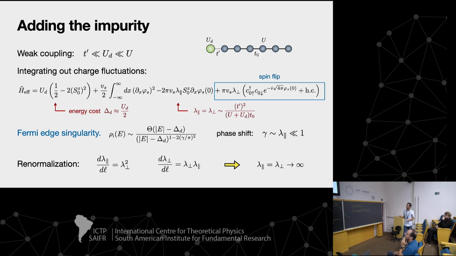And once again, if you stay in the sector where you have one electron at the impurity site, this is very much like the usual Kondo problem, the same kind of RG equations. This coupling will flow to strong coupling. And then the question is, what do you get at strong coupling?